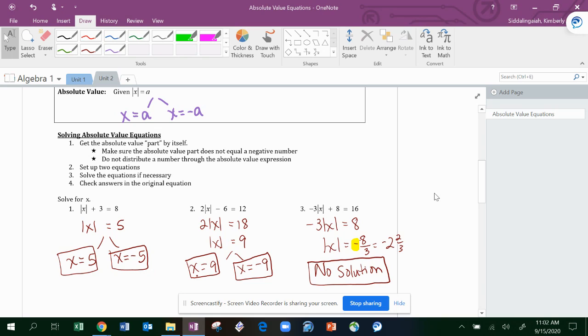The equations we're going to start looking at on Thursday have more complicated expressions inside the absolute value than just an x. So these were very simple examples. Hopefully you were able to follow along. We'll be doing more examples on Thursday and hopefully more complicated ones.